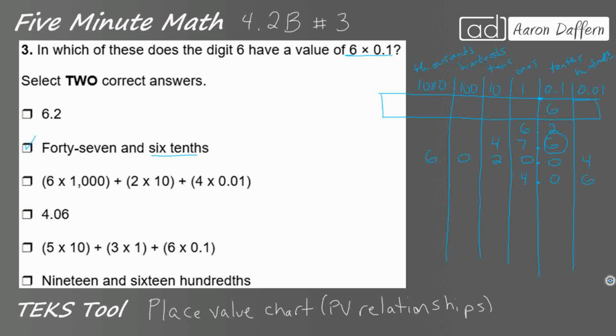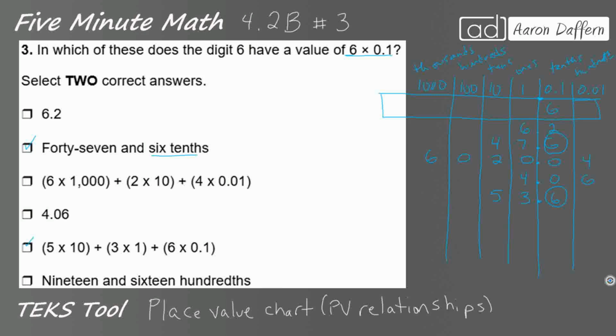Let's try this expanded notation. 5 times 10 plus 3 times 1 plus 6 times 0.1, or 6 times 1/10. There we go. I've got my 6 in the tenths place. So I think this is correct, but in order to verify, we've still got one more left that we need to make sure is incorrect. And if that sixth one is correct, then we messed up somehow.